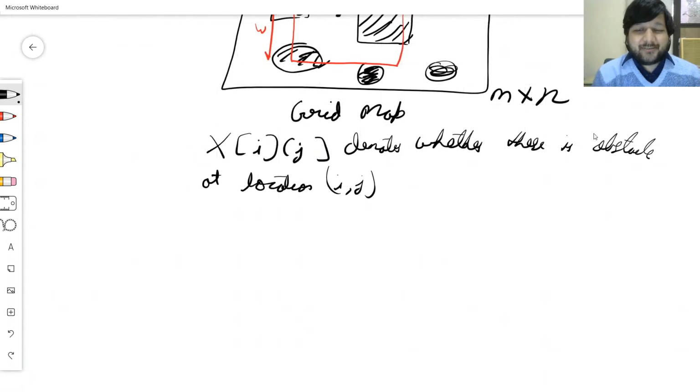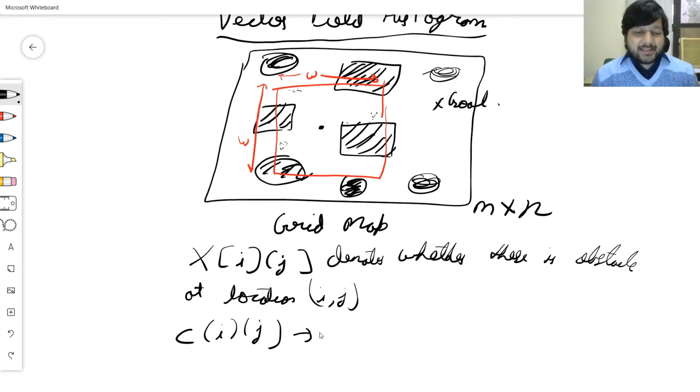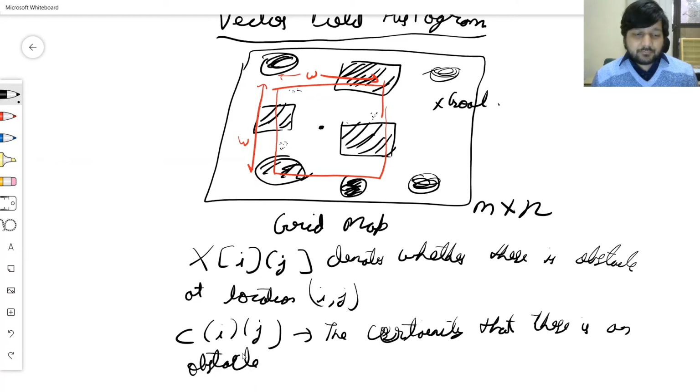Now, I said uncertainties, that was the mantra. So I also have things like this. It doesn't appear to be an obstacle, there's no obstacle around, but it may be an obstacle, and something like this. So I've got some uncertain regions around as well. So instead of x ij, I take c ij as the certainty that there is an obstacle at location i comma j.